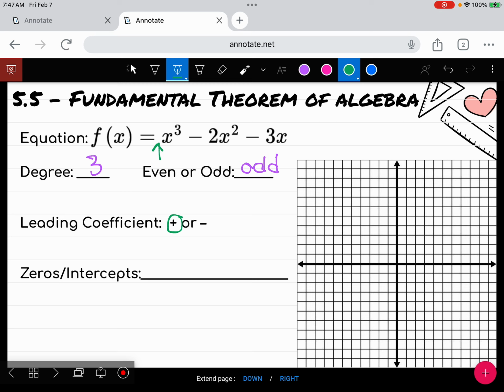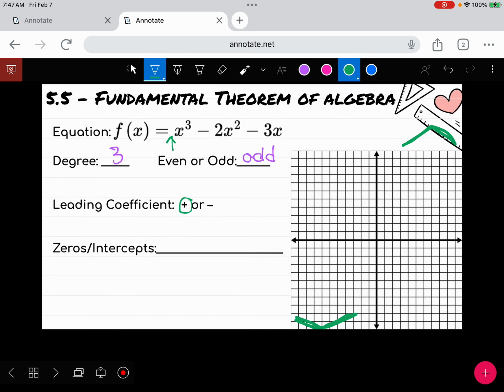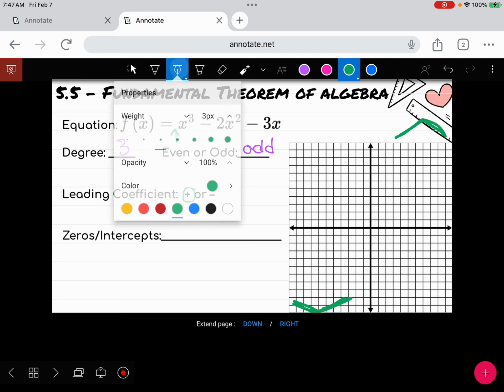So I know when it comes time to graph it, my right arrow is going to point up, and my left arrow is going to point down. Because we're going in opposite directions, my leading coefficient tells me about the right arrow. If it's positive, it's going up. If it's negative, it's going down. To find our roots, our zeros, our intercepts, we're going to need to do some factoring.